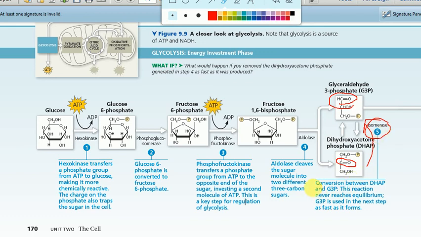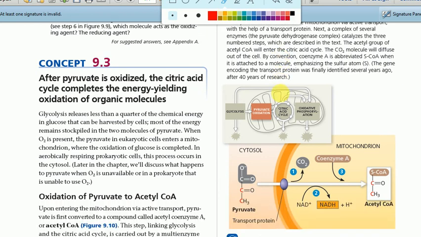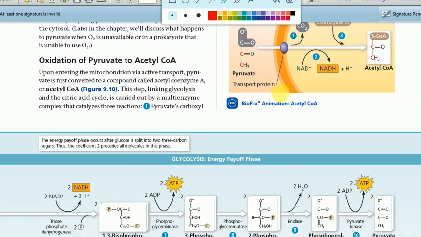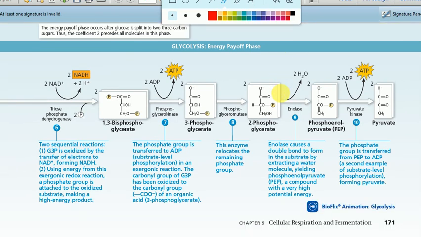So in step number 5, we are converting dihydroxyacetone phosphate to 3 phosphoglyceraldehyde. So we are converting a ketone into an aldehyde. That is our step number 5, as we discussed. And in this next page, the completion of the steps of glycolysis.